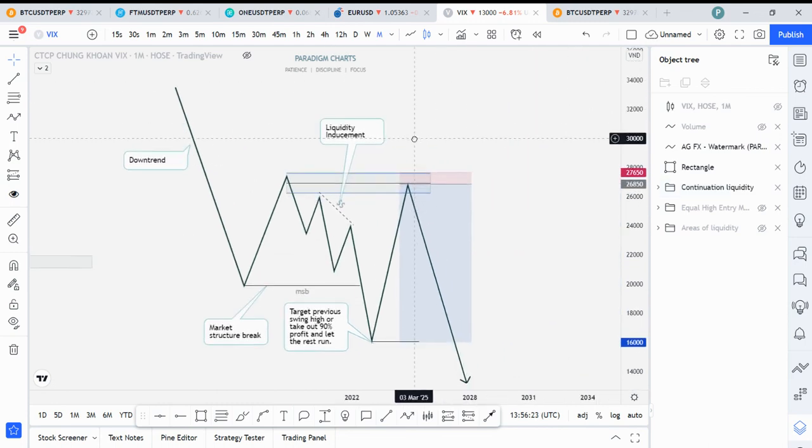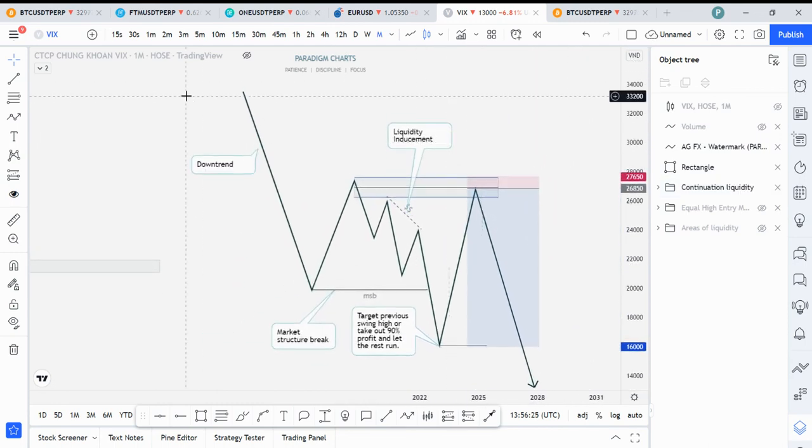This is an example of a continuation entry. Price is dropping, price is on a downtrend. Price trades up, creates a supply zone, and you see trend line liquidity built after there is a market structure shift. When price trades up, you can see there is liquidity before that supply zone. What it means is that that supply zone has a high probability of holding. So that supply zone will most likely hold, and then price trades into it, and then you see it drop.